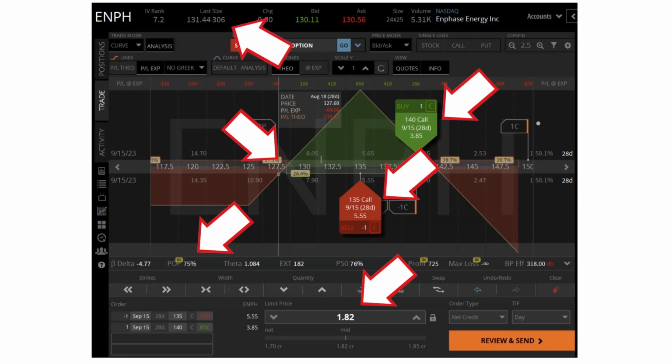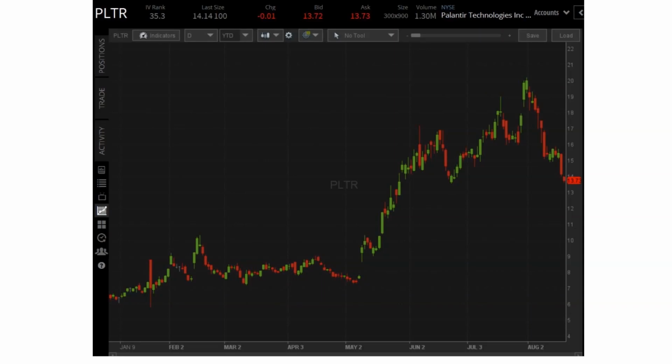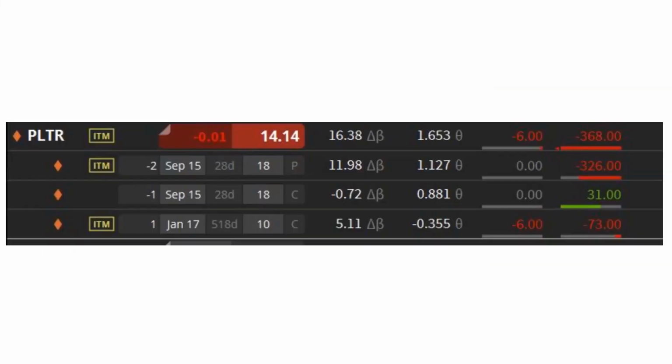All right, the last one we're going to adjust is Palantir. Palantir was just up at $20. Now, all the way back to the $13 range is where it's at today. So I definitely want to be long here, as I don't think it can move too much further down. The real question is, how quickly will it move back up?